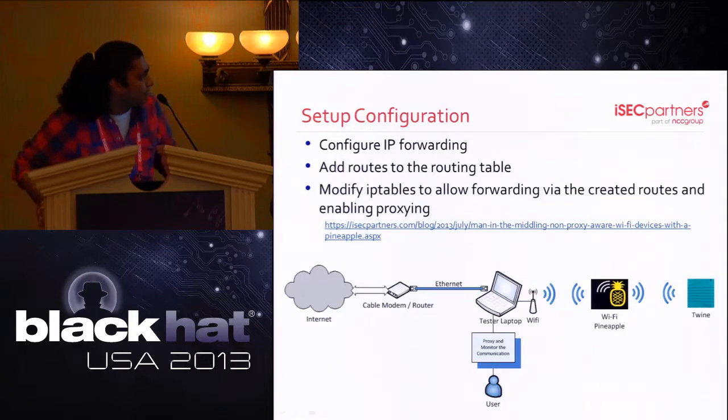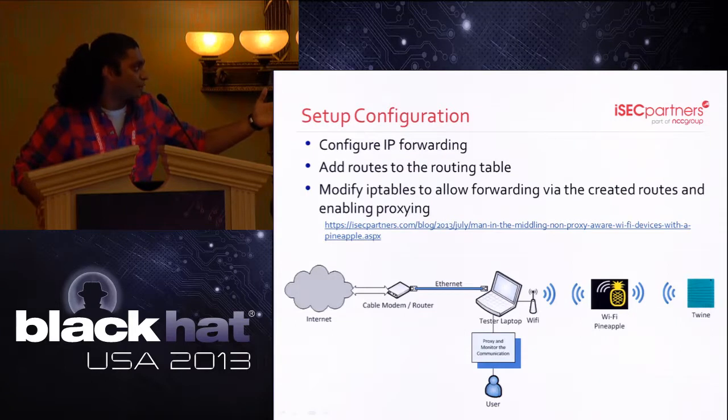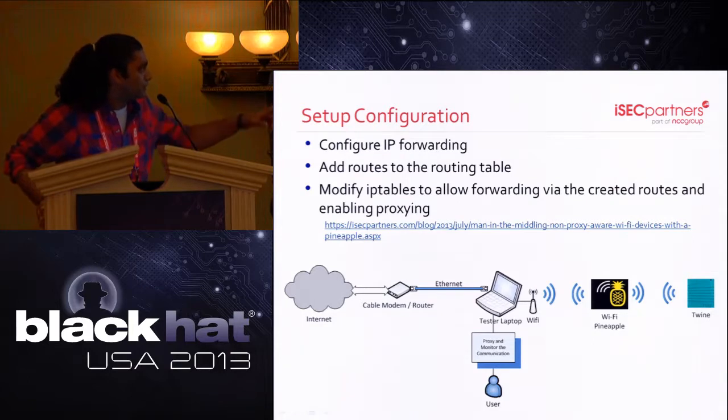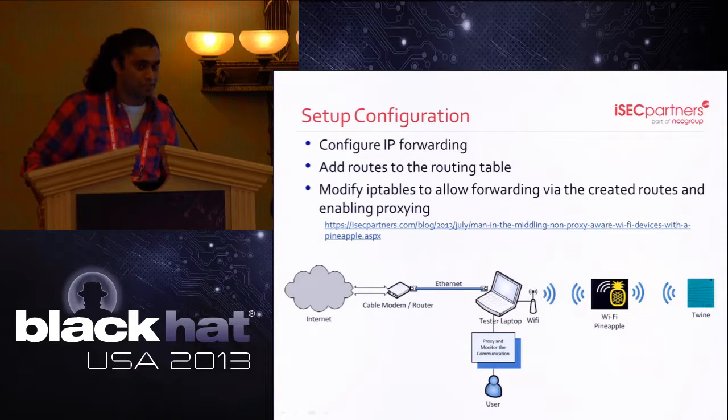So using this, we had a neat little setup. We had Twine talking to the Wi-Fi Pineapple wirelessly, and the Wi-Fi Pineapple was connected to the Wi-Fi adapter of our laptop. All the proxying and monitoring of this network traffic happened on a laptop, which is connected to the internet using the Ethernet port. We configured IP forwarding, creating a route between the Ethernet port and the Wi-Fi adapter, to allow traffic between these two adapters. If you want more information about this, there's a neat little article that I've written on the ISEC blog.